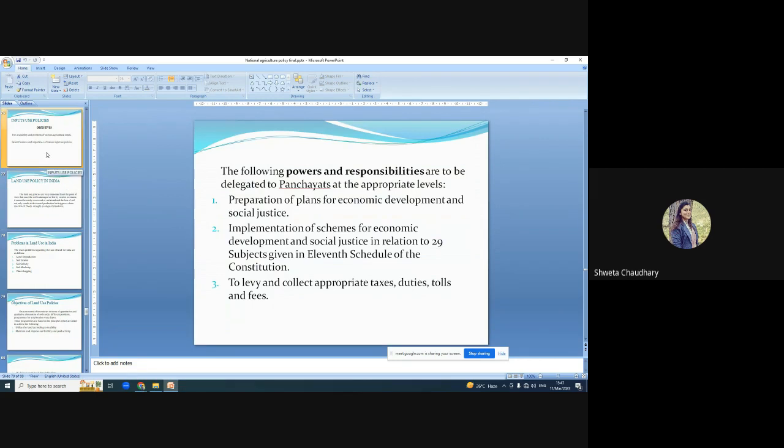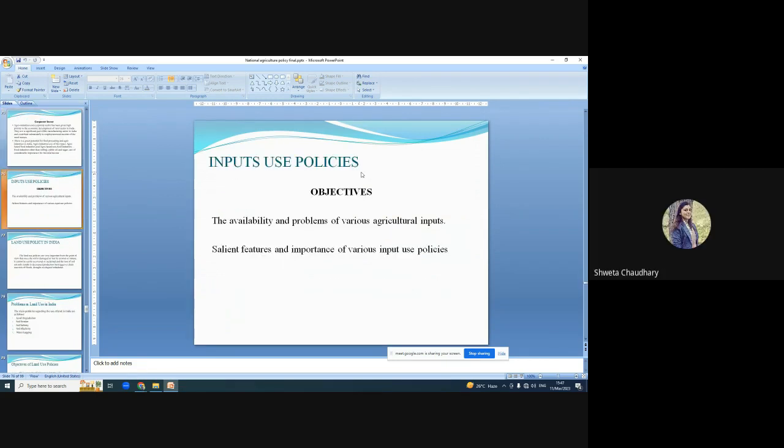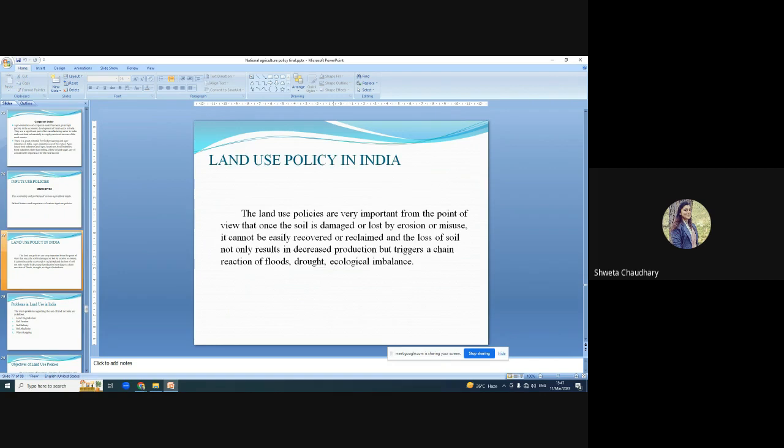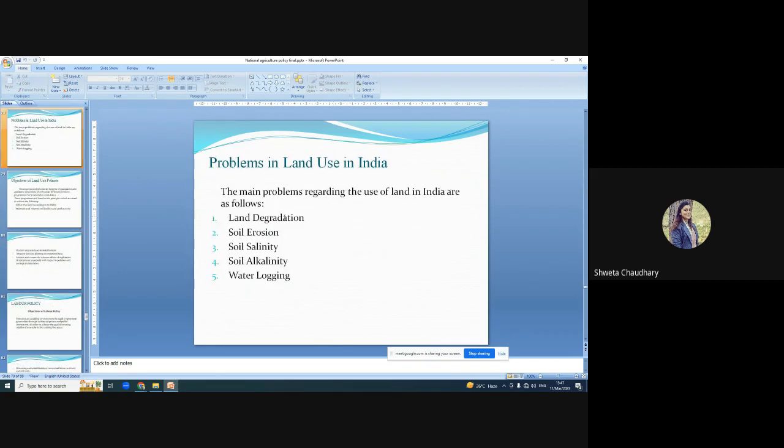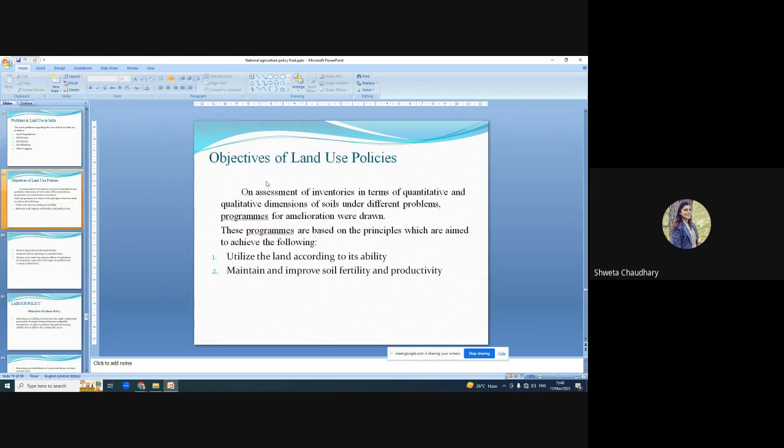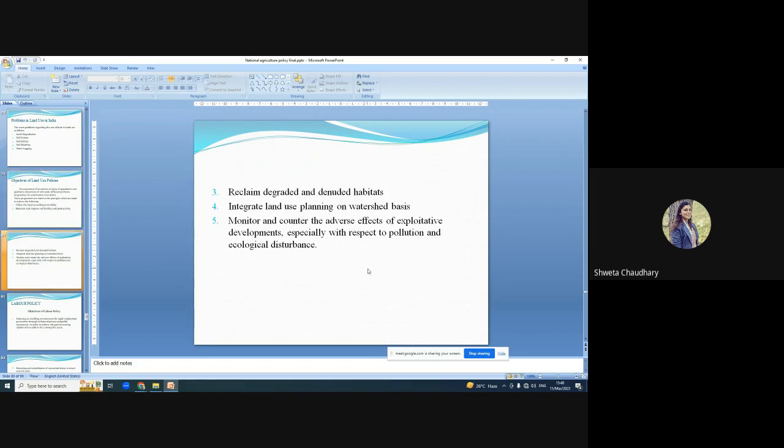Right? Yes. Then input use policy: we have different input use policies, taking care of the problems of various inputs, their availability and their problems and their importance. Then we have land use policies. In the land use policies, we take care of land degradation, soil erosion, soil salinity, soil alkalinity, and water logging. Then the objectives of land use policy were basically how to utilize the land, how to improve their fertility and productivity, how to reclaim them, how to manage them, how to plan them on a watershed basis, and how to undertake them without the adverse effects of exploitation, pollution and ecological disturbances, how to protect them through this.